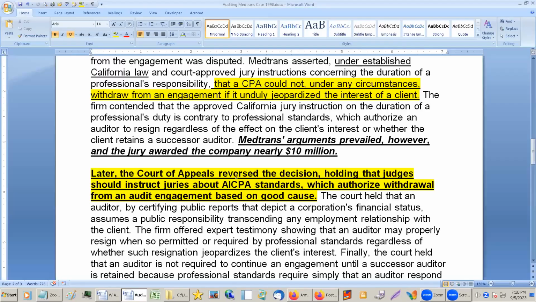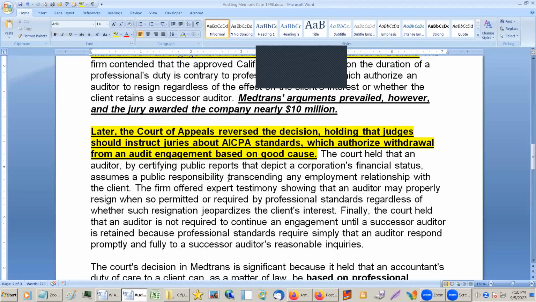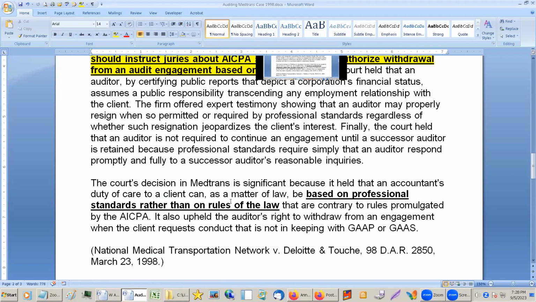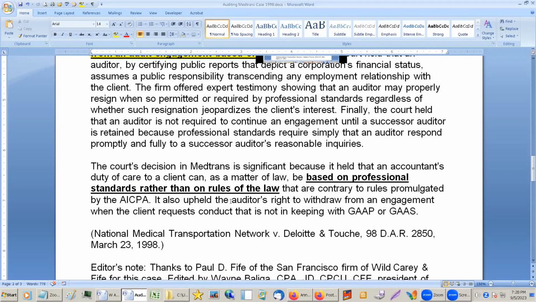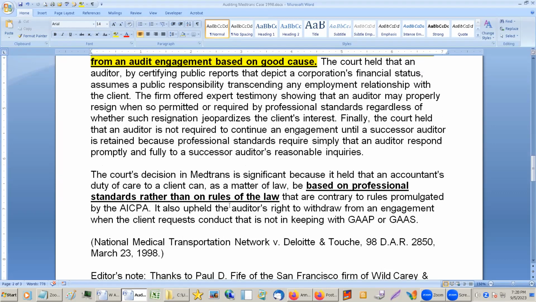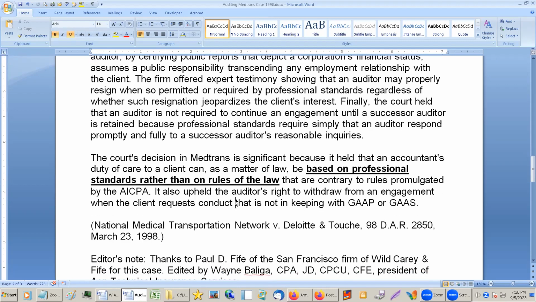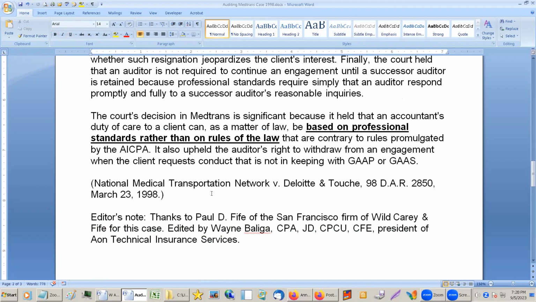But they said, look, this case has been cited by many different groups, even groups that aren't in the county. And the decision of the matter is that it can be based on professional standards rather than rules of law. It upheld the auditors. Okay.